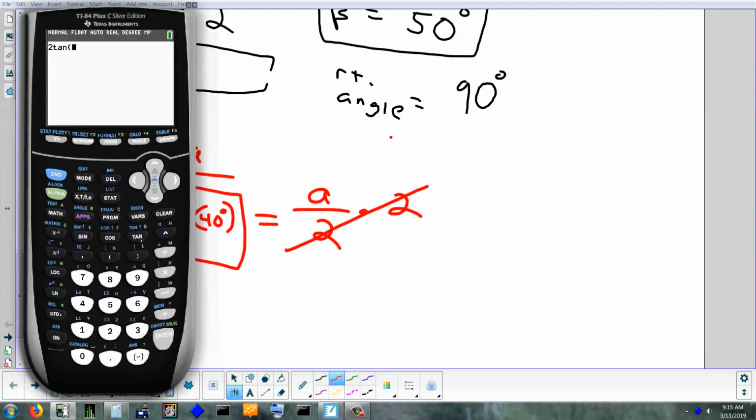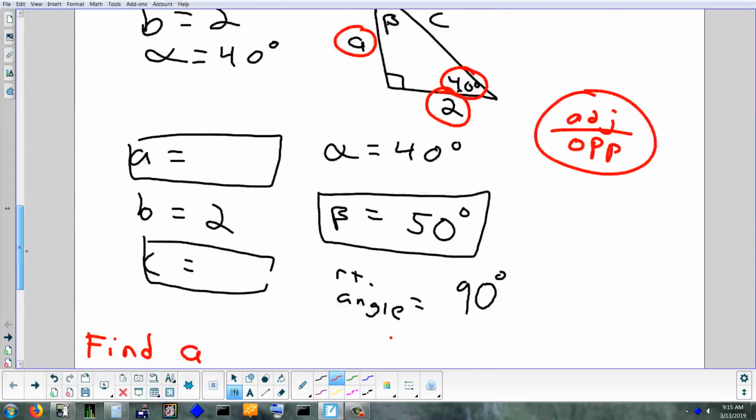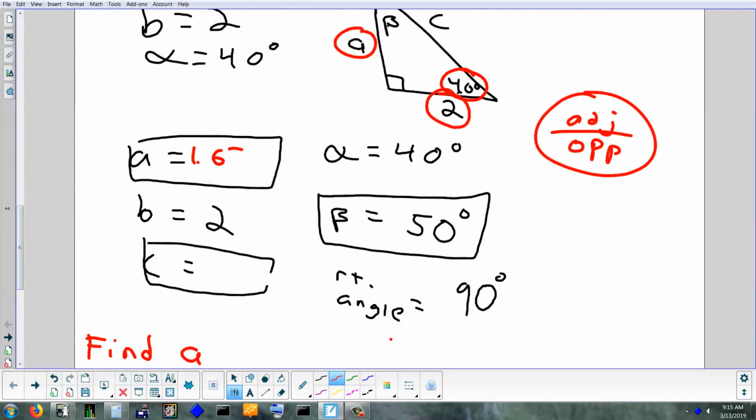And so now we just type it in. 2 tan 40. All right, so we get about 1.678.